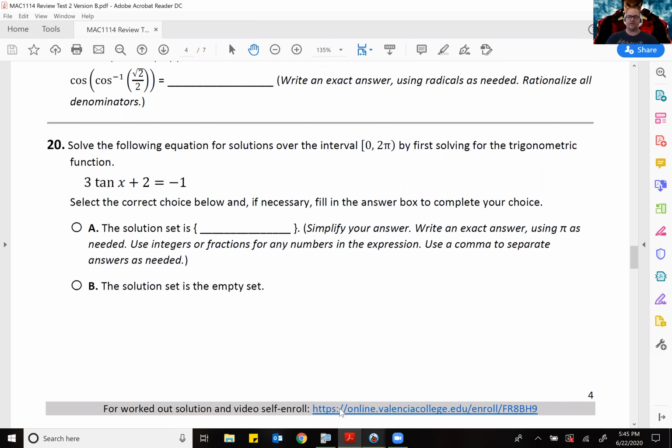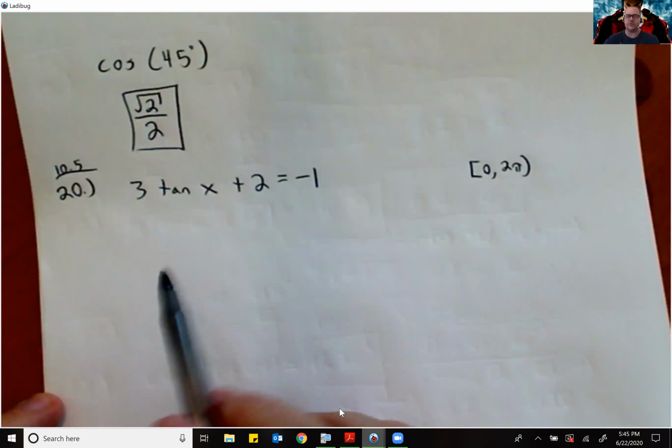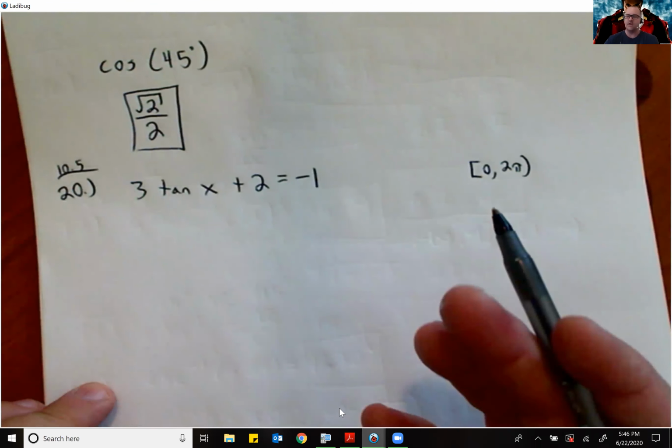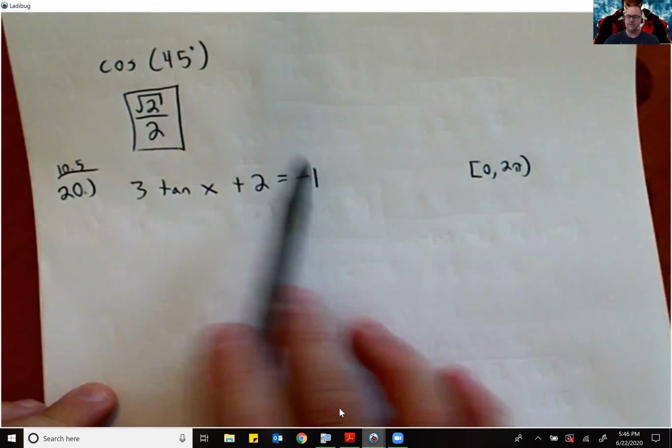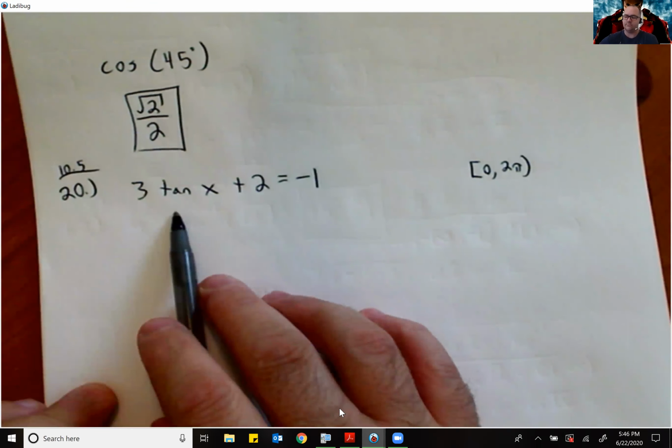So let's find our answers. When solving, the basic idea is just get the trig function by itself so we can take inverses. That's why we learned about inverses in 10.4, so we can apply that to solving. So we want to get tangent x by itself. Well, how do I get rid of a plus 2? Subtract 2.